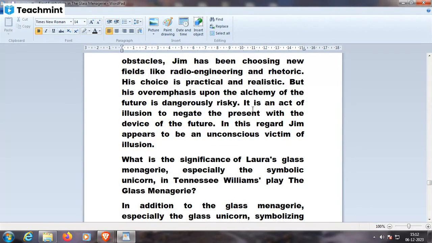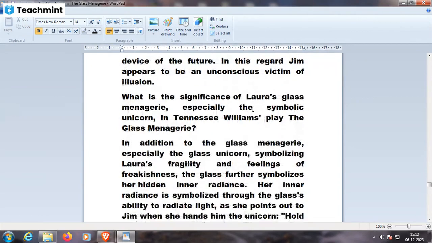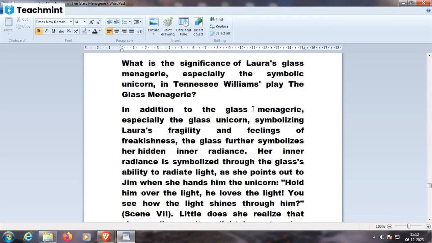Now, the question might arise: what is the significance of Laura's glass menagerie, especially the symbolic unicorn, in Tennessee Williams' play, The Glass Menagerie? In addition to symbolizing Laura's fragility and feelings of freakishness, the glass further symbolizes her hidden inner radiance. This inner radiance is symbolized through the glass's ability to radiate light, as she points out to Jim when she hands him the unicorn.